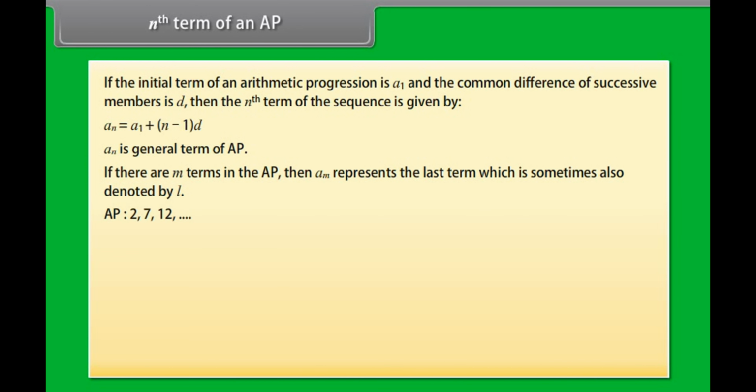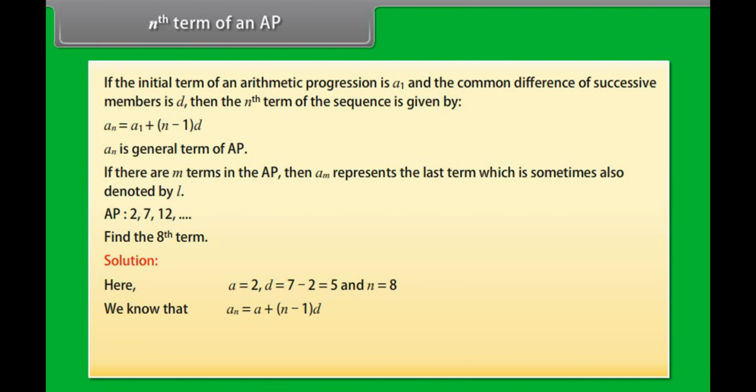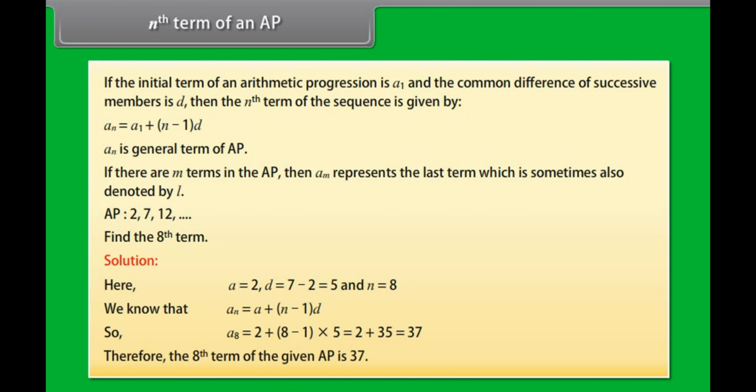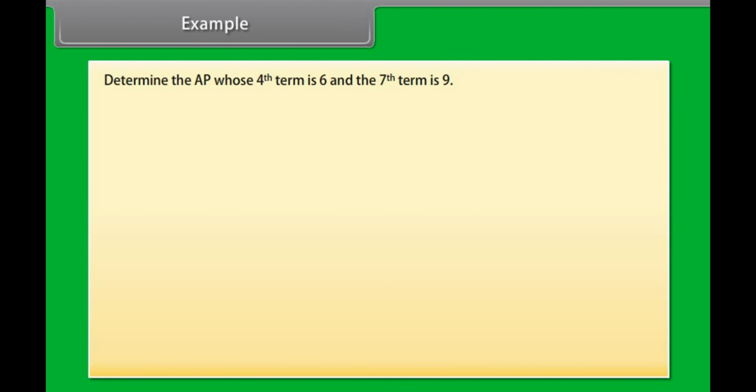Now by using the formula of nth term, let's find the 8th term of the given AP. Here A is equal to 2, D is equal to 7 minus 2, which is 5, and n is equal to 8. We know that An is equal to A plus n minus 1 D. So A8 is equal to 2 plus 8 minus 1 into 5, which is equal to 2 plus 35, which equals 37. Therefore, the 8th term of the given AP is 37. Example. Determine the AP whose 4th term is 6 and the 7th term is 9.